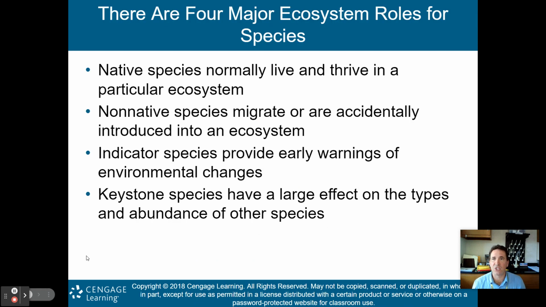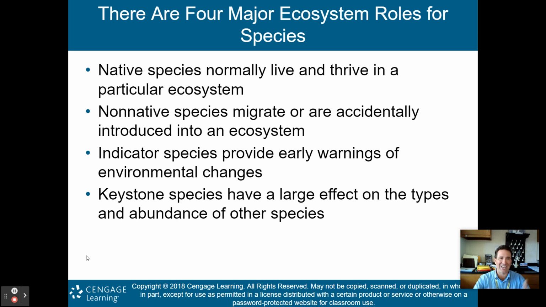There are four major ecosystem roles for species. We have native species, which normally live and thrive in that particular ecosystem. We have non-native or invasive species, which migrate or are accidentally introduced to an ecosystem, most of the time with negative results, even though every now and then there could be a positive. We have indicator species, like the amphibians we talked about at the beginning of this lecture, which provide early warnings of environmental changes. And then we have keystone species, which have a large effect on the types and abundance of other species in an ecosystem.